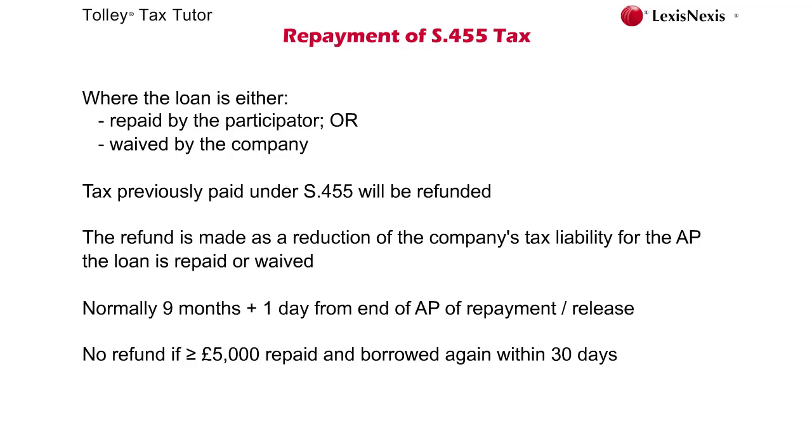In addition, if immediately before a repayment there is a loan outstanding of £15,000 or more from the company, and any time after the repayment the participator borrows any amount, and at the time of the repayment there are arrangements or an intention to draw further advances of money from the company, the relief will be denied, even if the loan is not redrawn within 30 days of the repayment.